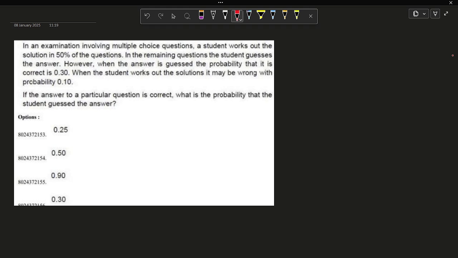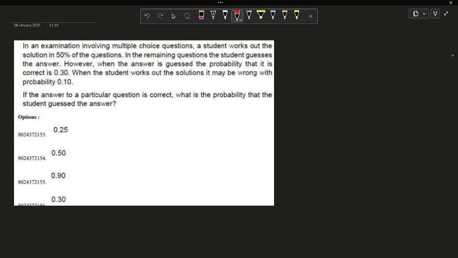We are solving the statistics previous year questions. This question says that in an examination involving multiple choice questions, a student works out the solution in 50% of the questions. In the remaining questions, the student guesses the answers. Many students do this type of thing in our examinations.